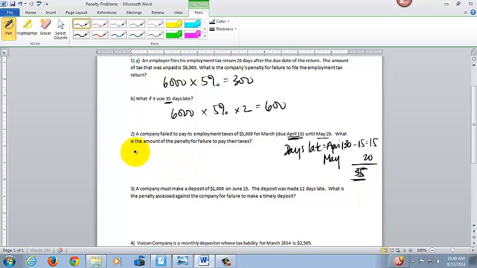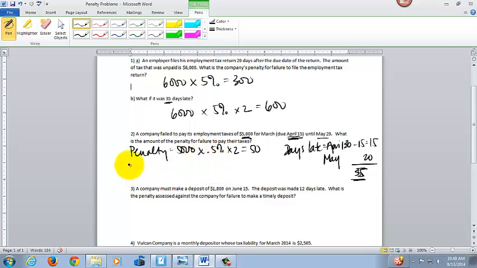So first I'm going to calculate just the penalty part. I'm going to take my $5,000 that is late times 0.5% times 2. When you do that, you should get $50. 0.5% can also be put into your calculator as 0.005.